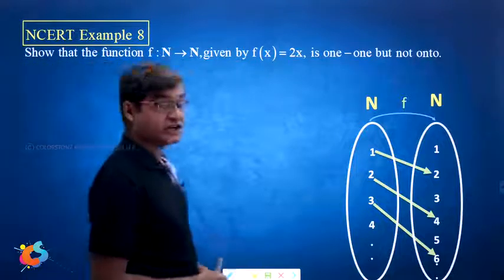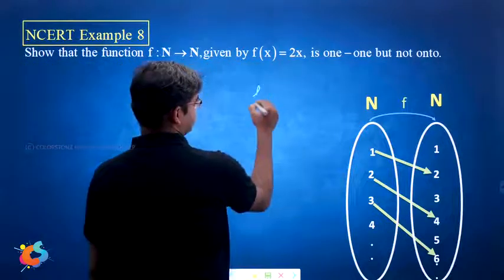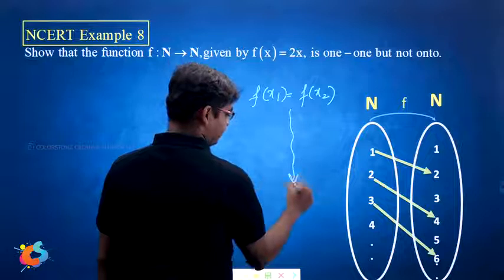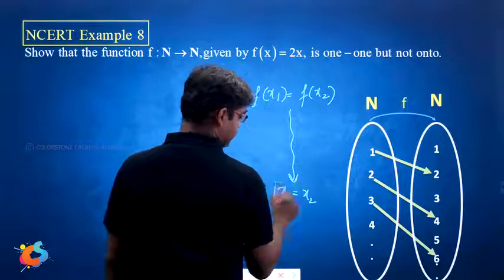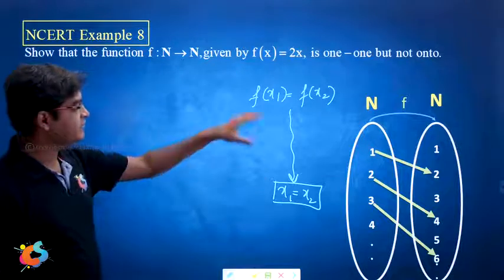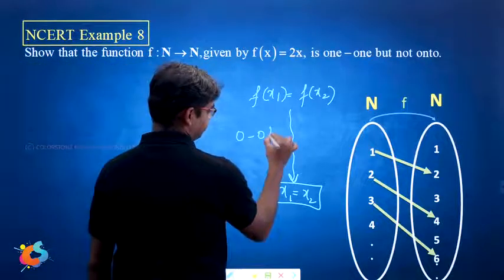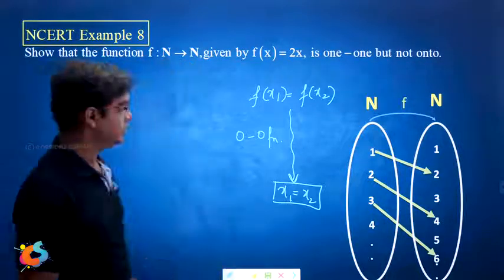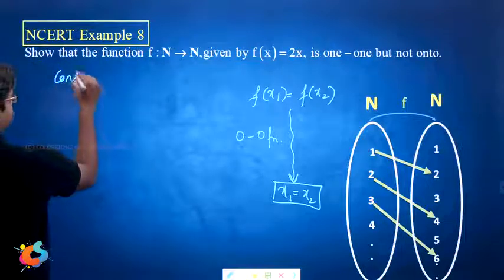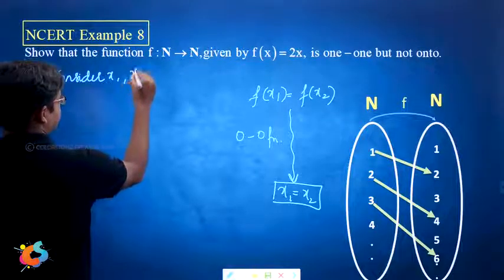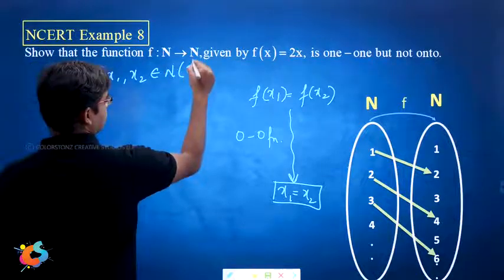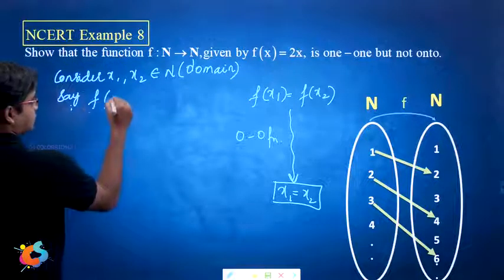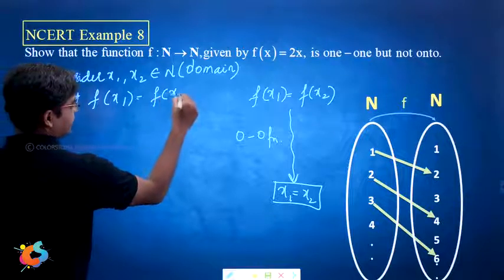So how do you prove a function to be 1-1 function? You consider something like this: f of x1 is equal to f of x2. And ultimately, if you get x1 is equal to x2, and this is the only solution, then this function will be 1-1 function. And if you get something else, then that will not be a 1-1 function. Let us write it. Consider x1, x2 belonging to the domain. Say f of x1 is equal to f of x2.